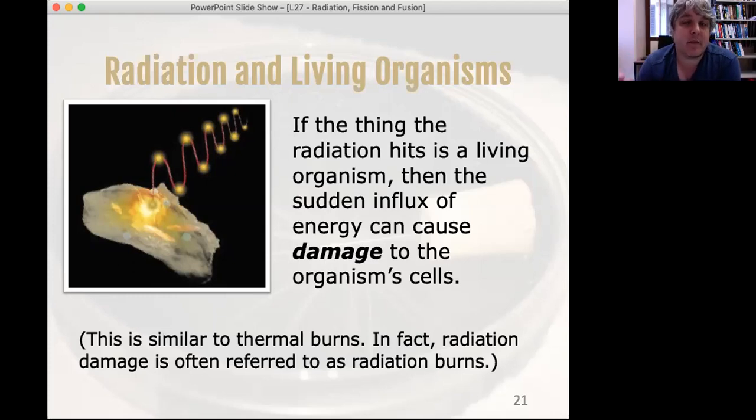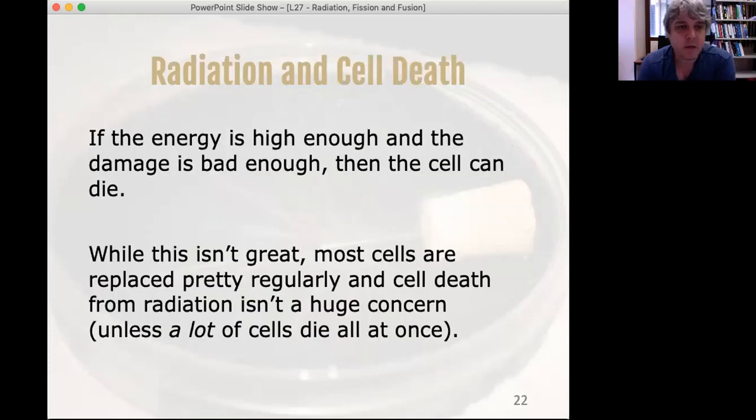Remember that gamma rays can penetrate up to a couple of centimeters of lead. That means they can get right inside your body, they can get to your internal organs, and they can cause burn damage inside you. And so that's why radiation burns can pose a very different risk to thermal burns, even though they are very similar sorts of processes.